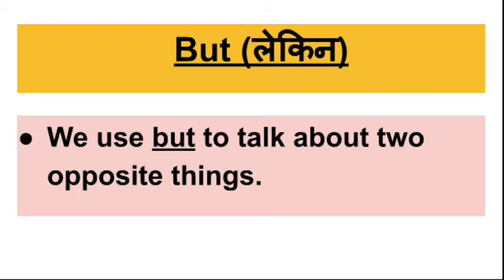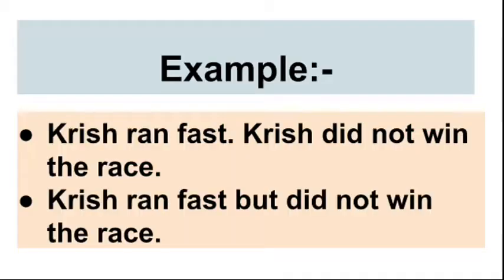But. We use but to talk about two opposite things. When we are talking about two opposite things, it may be quality, it may be any particular thing, then we are going to use the joining word but. Example: Krish ran fast, Krish did not win the race.